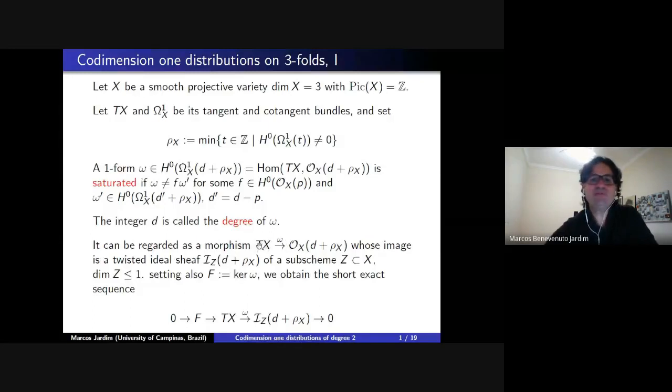But this one form can also be regarded as a morphism because of this isomorphism here. We can think of this as a morphism from the tangent sheaf to this line bundle. And the image of this will be the twisted ideal sheaf of some subscheme, possibly empty, but in principle some subscheme of dimension at most 1, if the one form is saturated.